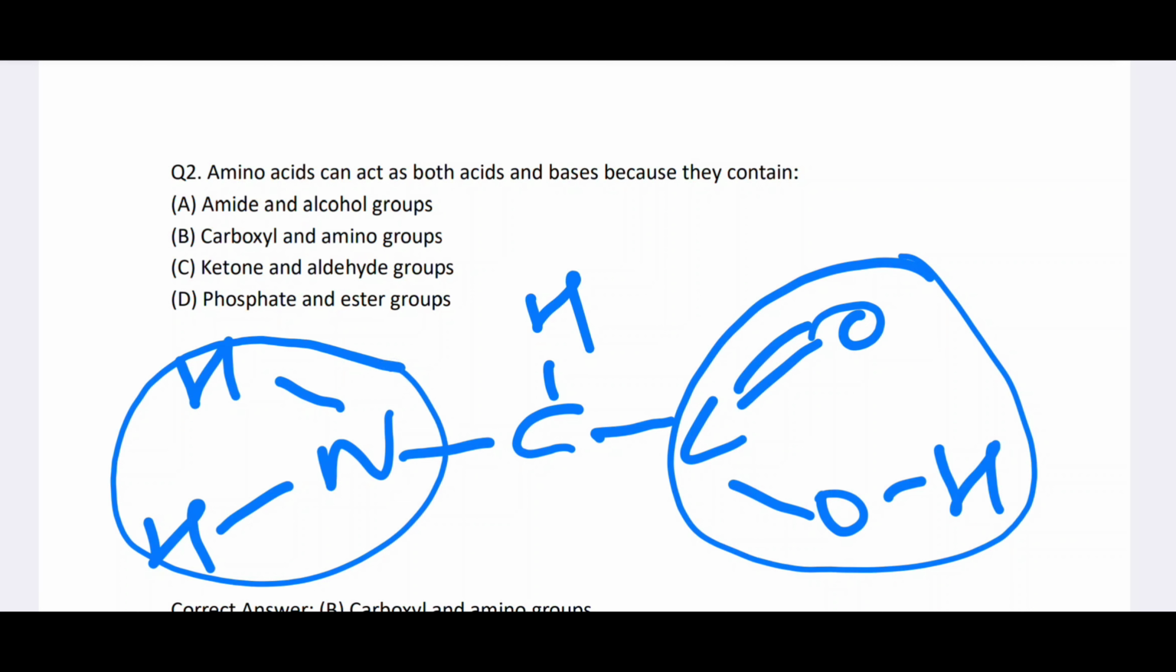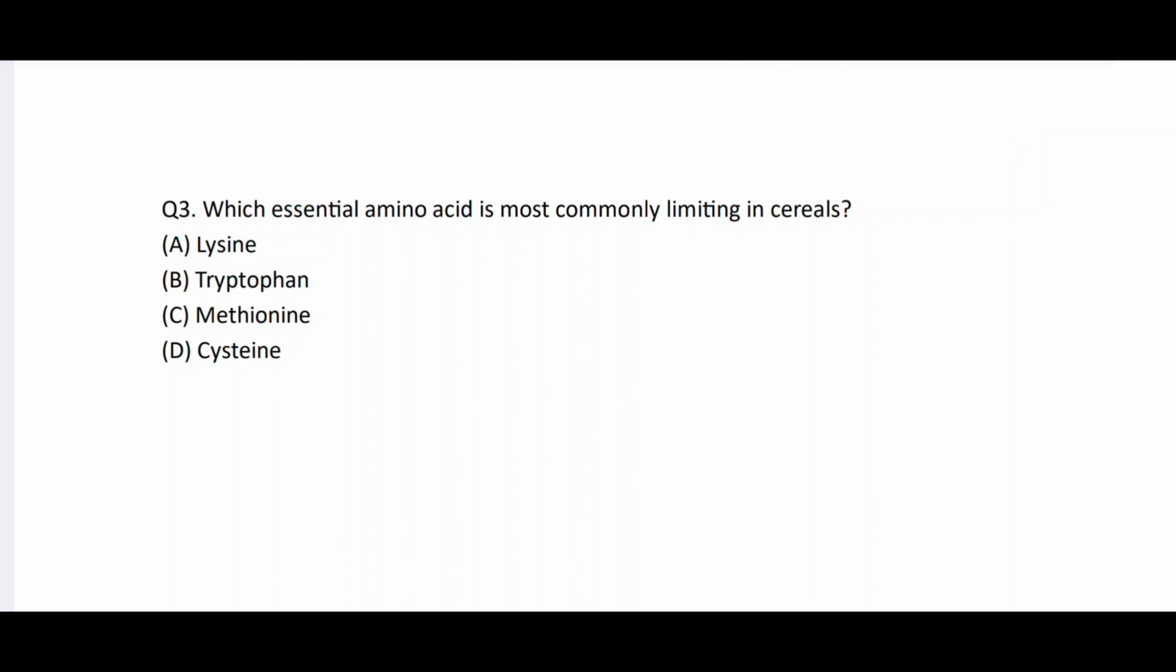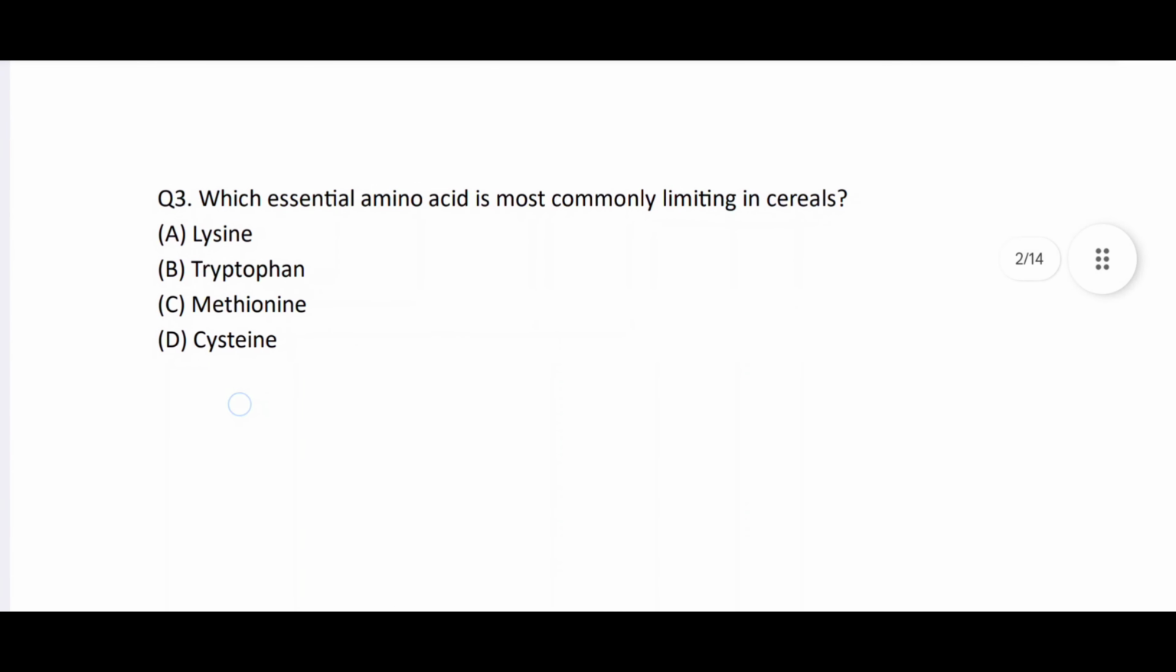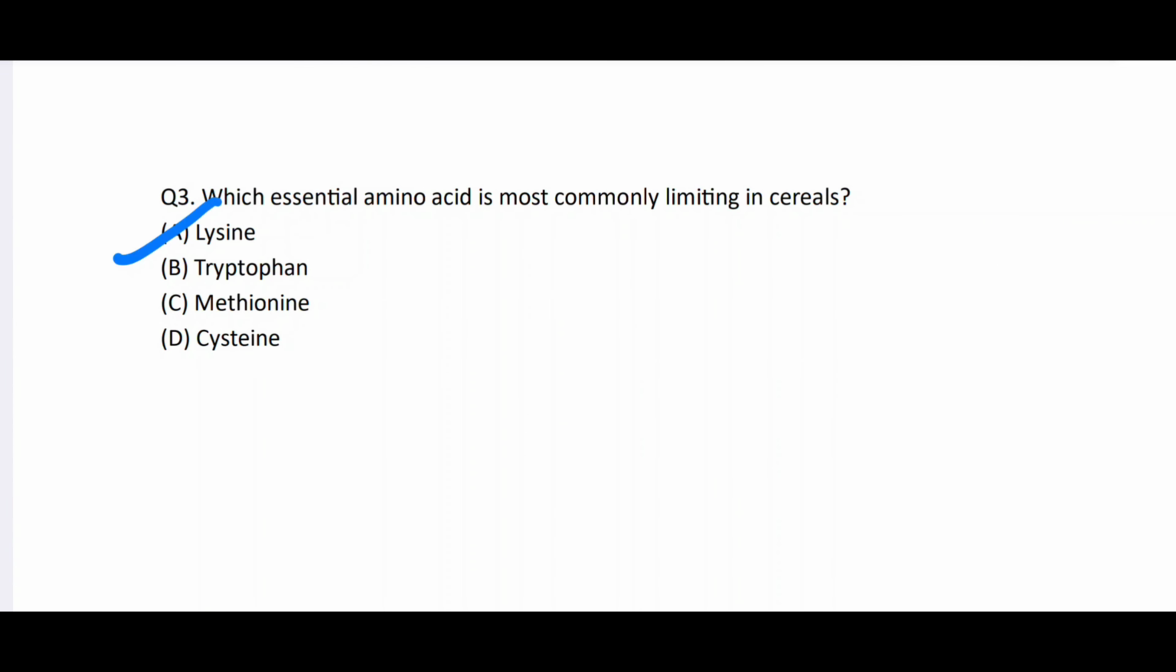So it can donate a proton and it can accept a proton, depending on the pH of the environment. That's how it can act as both acid and base. Question number 3 is, which essential amino acid is most commonly limiting in cereals? The right answer here is option number A, which is lysine. Cereals are low in lysine.